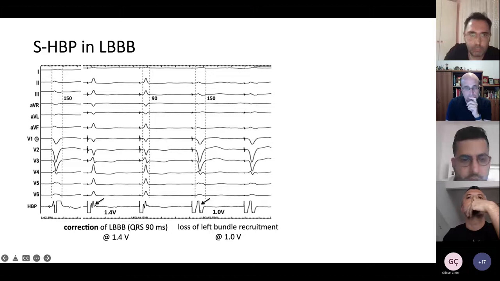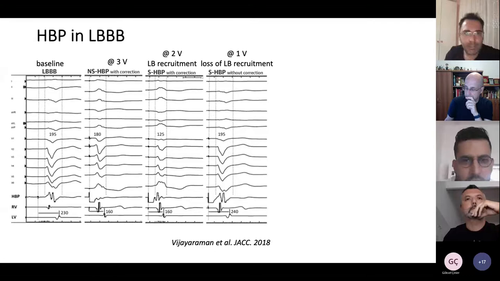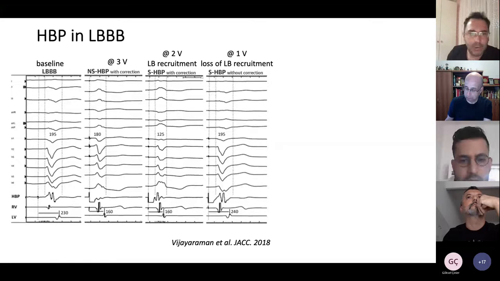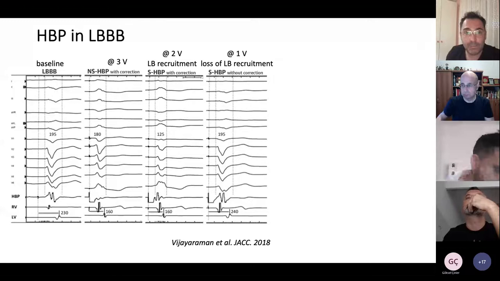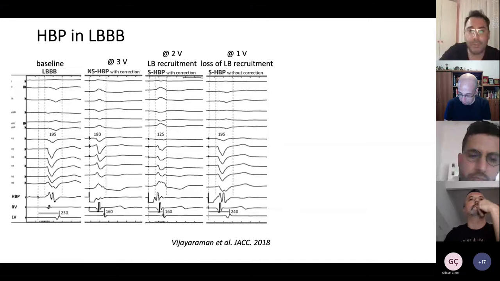This is a similar example of His bundle pacing in LBBB. The baseline QRS duration is 195 milliseconds, and it's gradually reduced to 180 with non-selective pacing, and to 125 with selective pacing. So we can see a correction of the left bundle branch block.